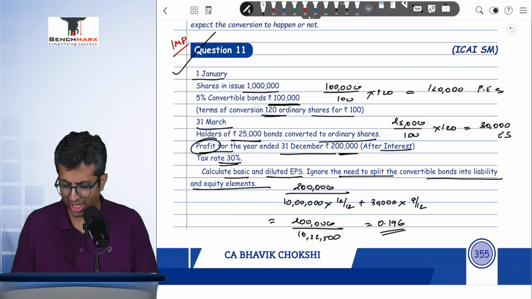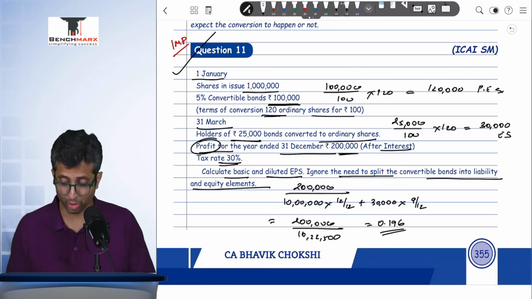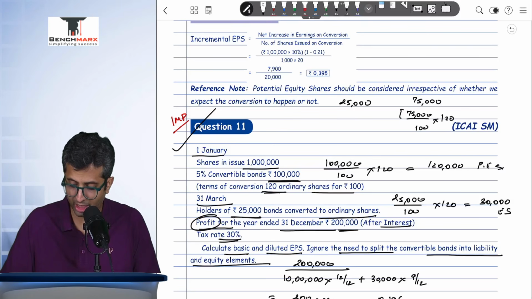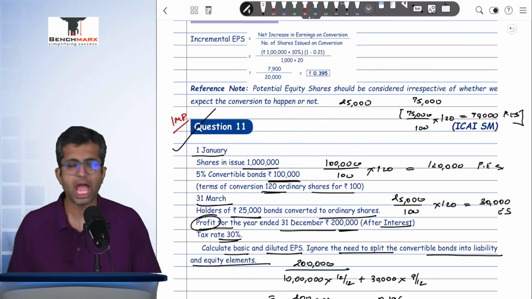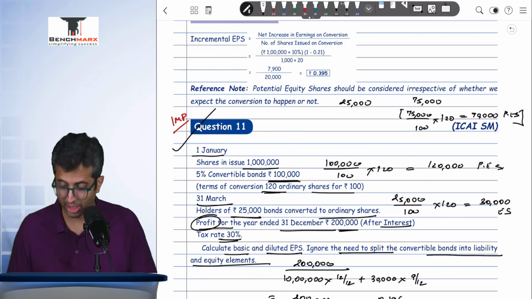Now when I go to diluted, in the numerator, I will have to add back interest on instruments that are potential. Now, out of the total 1 lakh, can I say 25,000 worth of bonds and then there are 75,000 worth of bonds. These 75,000 bonds will be converted into 75,000 divided by 100 into 120. Can I say this is 90,000 potential equity shares? But have they actually converted? The answer is no. And as a result, in the denominator, I will add back 90,000 into 12 by 12.